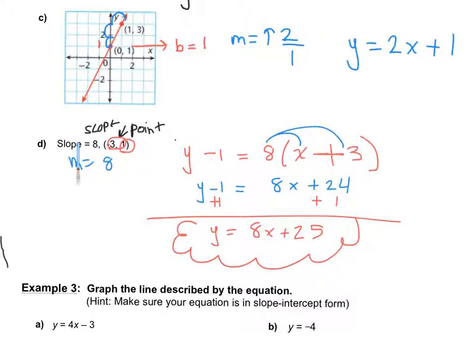So it's really important that when you're given a point and you're given slope, you use the point slope formula, because that's going to be your key to taking you through everything you need to do. Okay, so once you do that, then you can transform it.